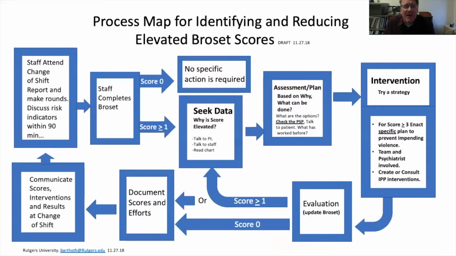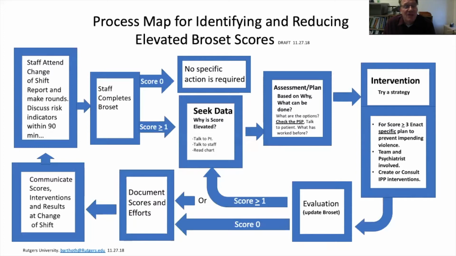A colleague of mine equated the Broset violence checklist with a vital sign, something like a fever. And so if you have a loved one at home and they have a fever, the first question is, why do they have a fever, right? Do they have the flu? Do they have an infection? And this is important information to collect.